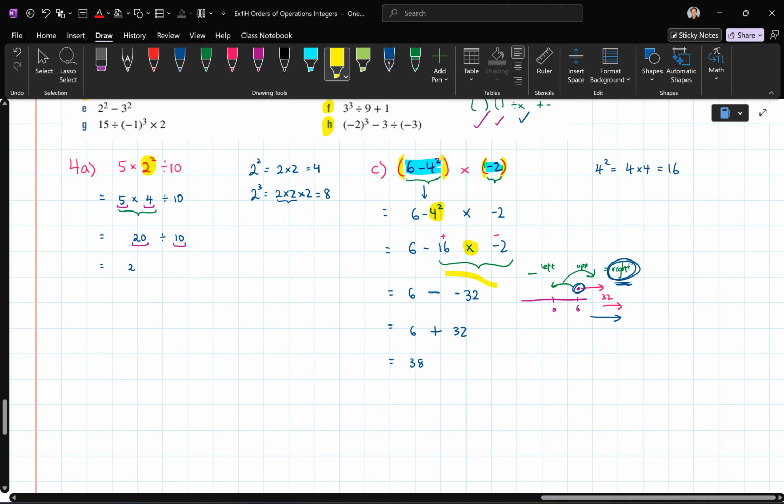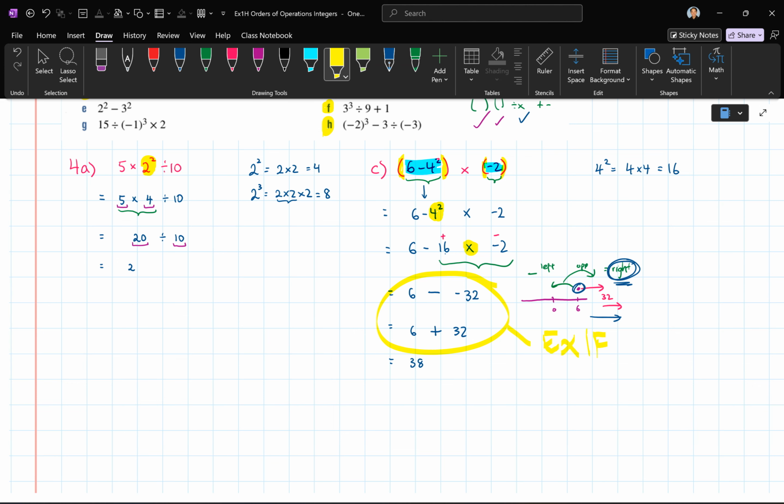Okay, so if you had troubles in this section, you probably want to go back and work on exercise 1F. Make sure you've mastered 1F so that when you go to 1H, you're not going to make mistakes here. Okay? All right, now I'm going to speed up a bit.